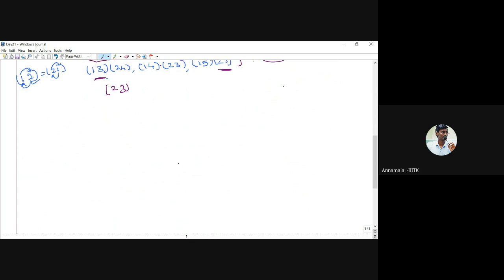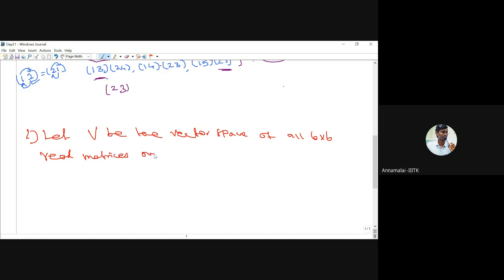So what is the second question? Suppose V is the set of all 6 by 6 symmetric matrices. So, second question: let capital V be the vector space of all 6 by 6 real matrices. V is a set of all 6 by 6 real matrices over the field R, the real numbers.